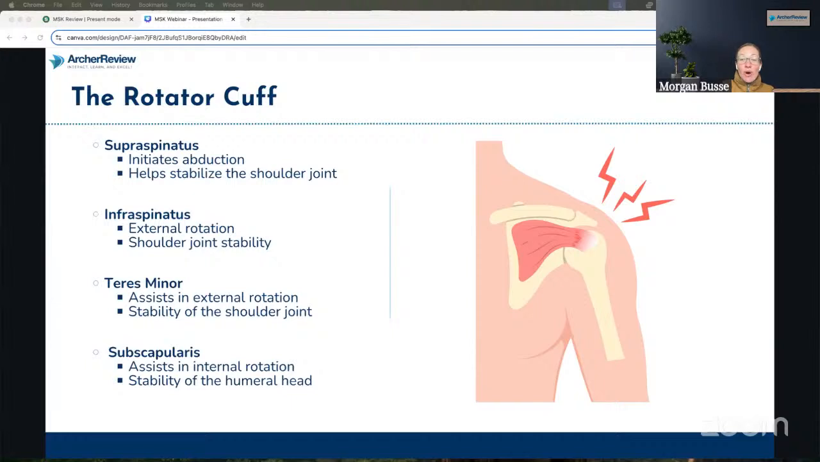The teres minor sits below the infraspinatus, comes around the lateral border of the scapula and helps again with external rotation and stability. And then finally, the subscapularis, which is located on the anterior surface of the scapula in the subscapular fossa. It's responsible for internal rotation of the shoulder, so coming inwards. We think of all these guys really working together to stabilize the humeral head within the glenoid cavity. That's what our rotator cuff does. It allows us to have all of this range of motion and continue to have strength. We can test these with some of our special tests.